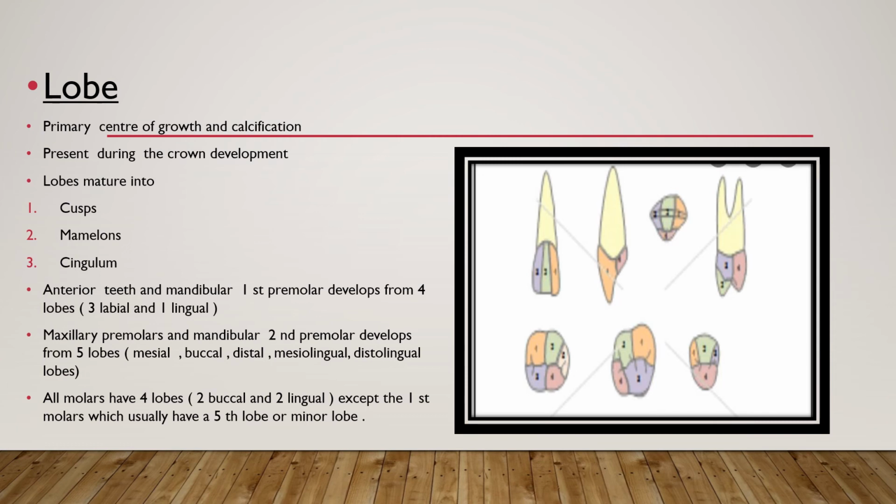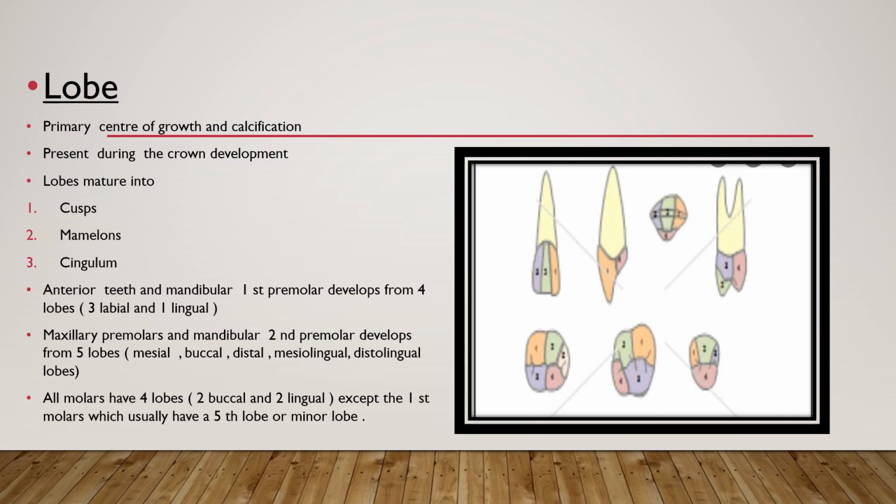Lobe. So lobe is the primary center of growth and calcification. Lobe is basically a center where growth and calcification begin in the tooth, and the lobes are present during the crown development, and soon they mature into cusp, mamelons and cingulum. We have already seen what is a cusp.